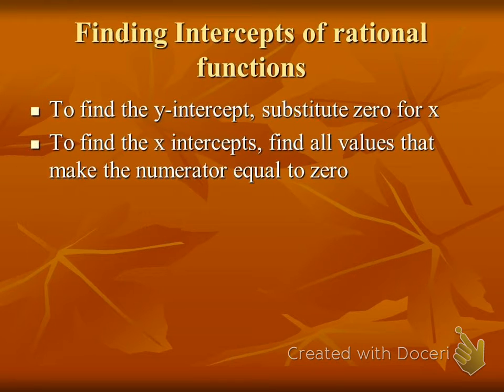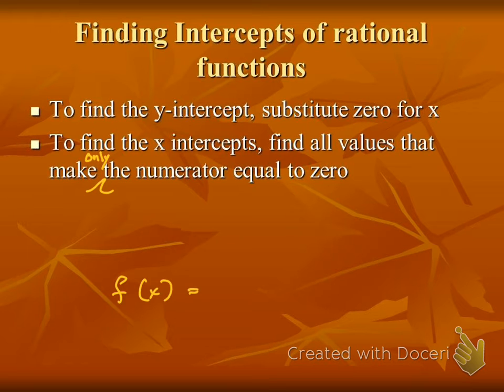Let's see, I'm going to put this in here. Only the numerator equal to 0. Why do we need it to only make the numerator 0? Because if it makes the denominator and the numerator equal to 0, it's not an intercept, it's a hole in the graph. It's not in the domain. So x-intercepts would be values that make only the numerator equal to 0.